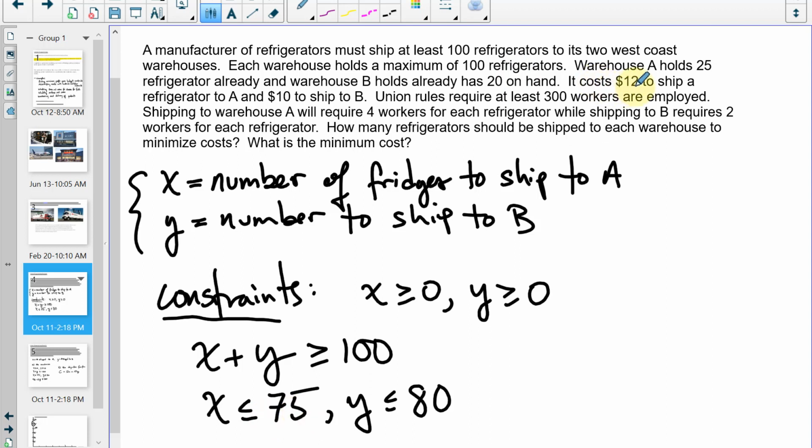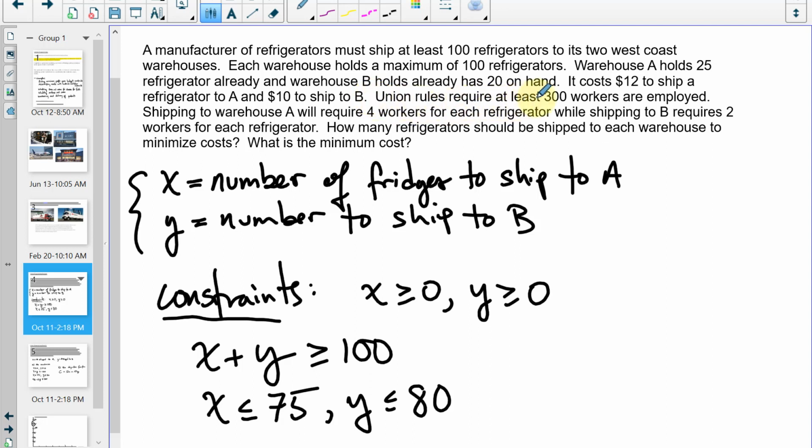It says it costs $12 to ship to A and $10 to ship one fridge to B. Those aren't constraints. Those are multipliers for the cost, and so I'll hold on to that when I look at my optimizing function.